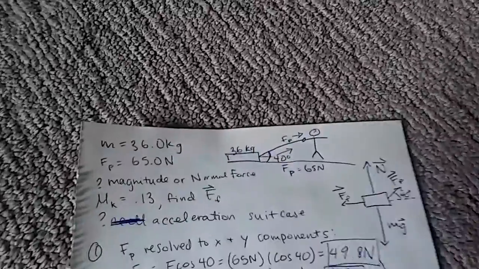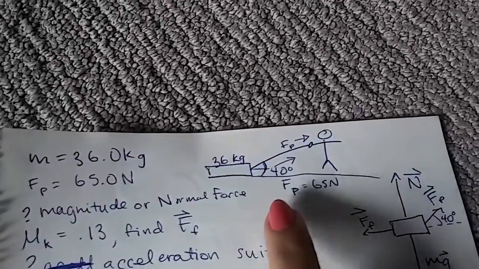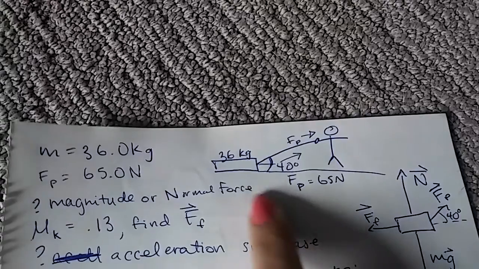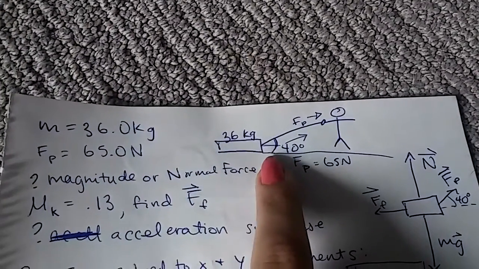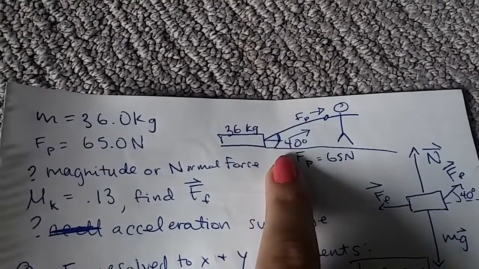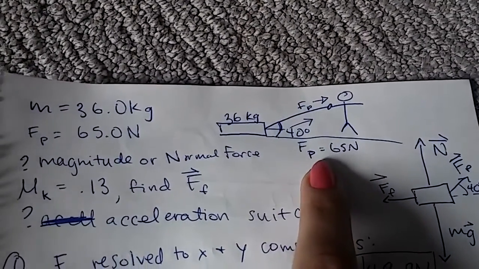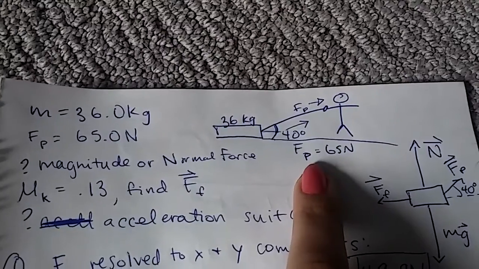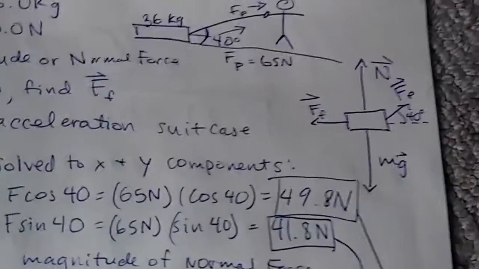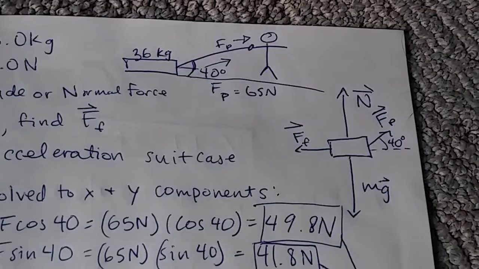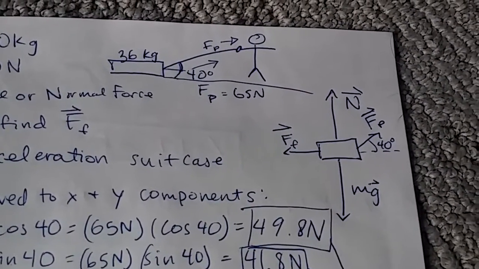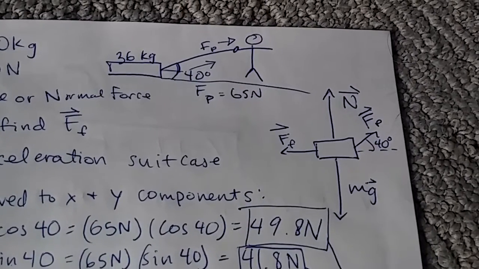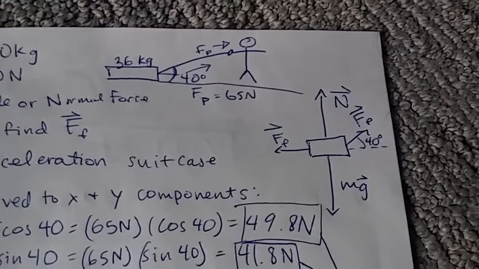I have a little diagram of what I was explaining. So this is her suitcase with 36 kilogram mass, and she's pulling with a rope at a 40-degree angle with a force of magnitude 65 newtons. And here's my free body diagram of that. So we have the normal force going up, the weight of the suitcase, mg, down, her force at a 40-degree angle, and then the friction force pulling back.